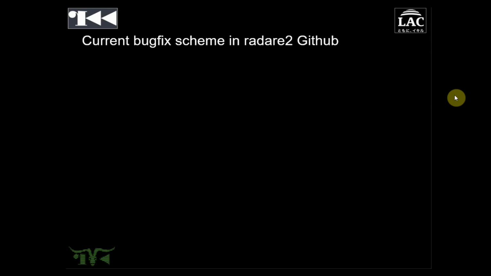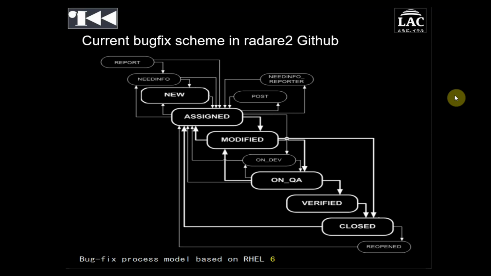So the current bug fix scheme in Radare's GitHub, the way I see it so far, since I joined the GitHub community of Radare around 2012, 2013. Previously I was using Radare under the FreeBSD ports and directly from what Pancake released in the first version. Right now in GitHub, the way I see it, it's more like what Red Hat does or did in version 6. It looks like something like this.